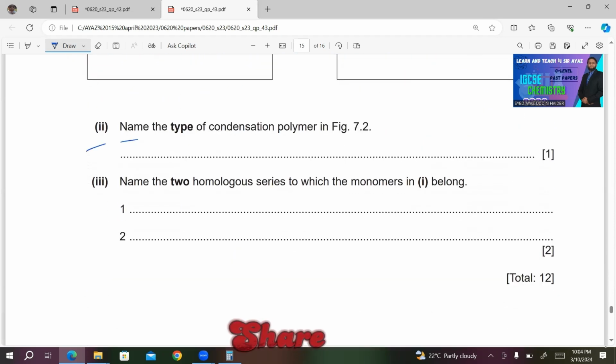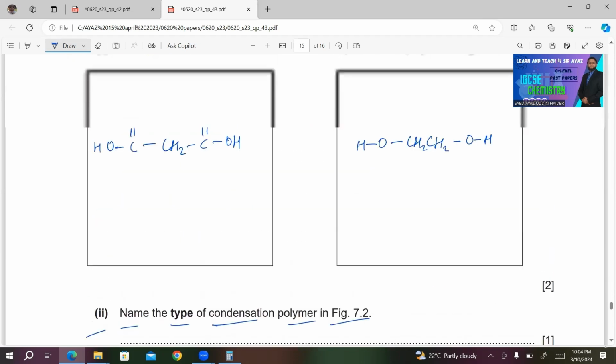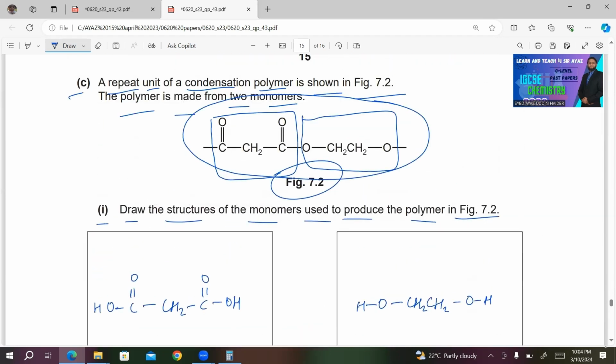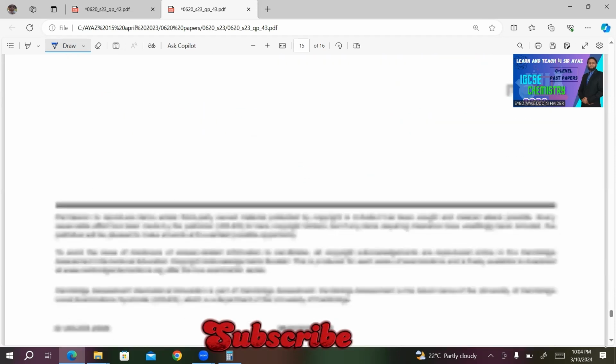Number 2, name the type of condensation polymer in figure 7.2. If you look at the linkage, this linkage is an ester linkage. So it must be polyester.